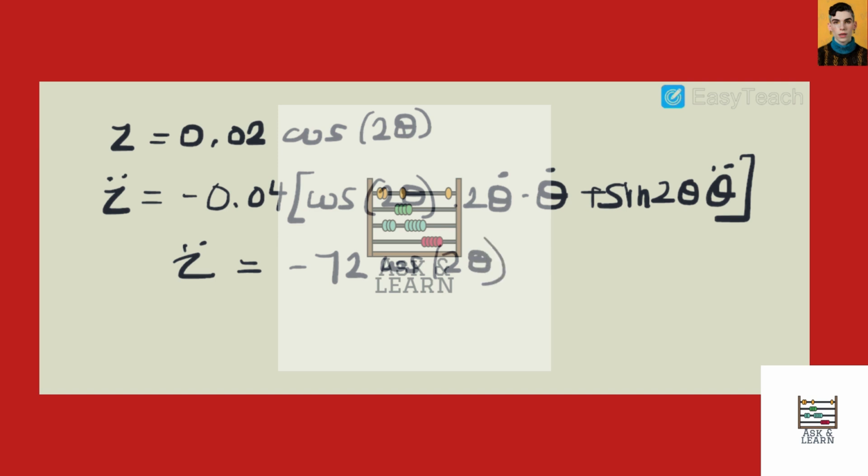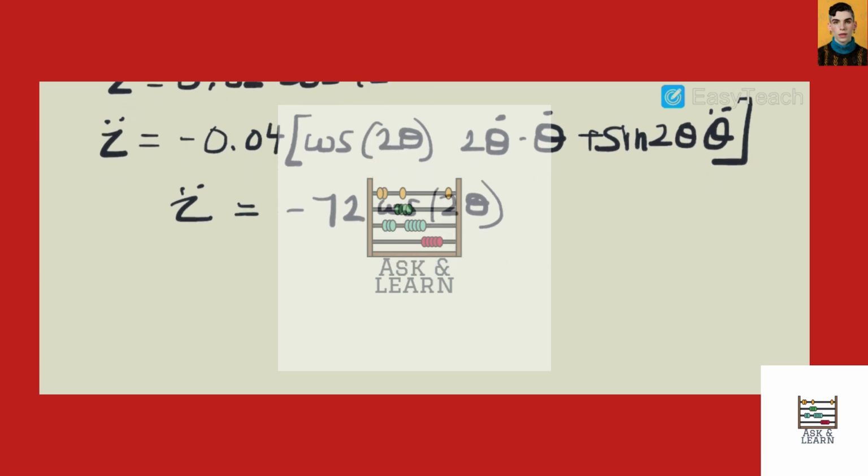And for our minimum and maximum cases, we know that for our maximum case, cosine 2 theta will be equal to negative 1, and our minimum case is when cosine 2 theta is equal to 1.